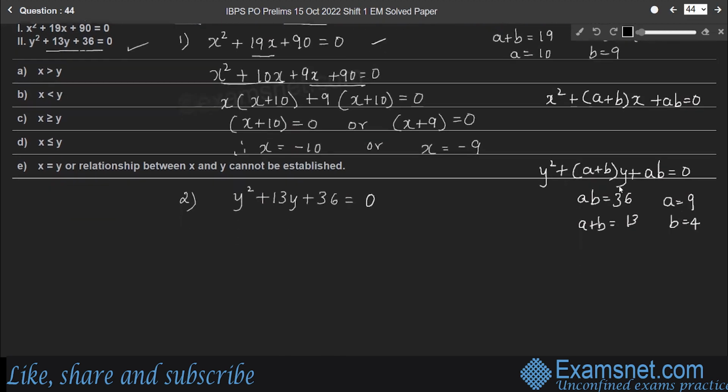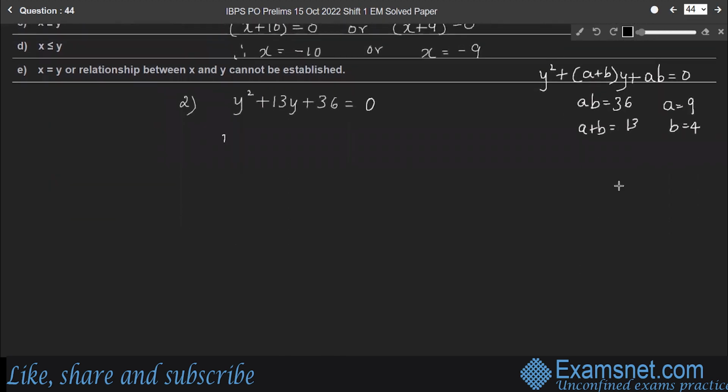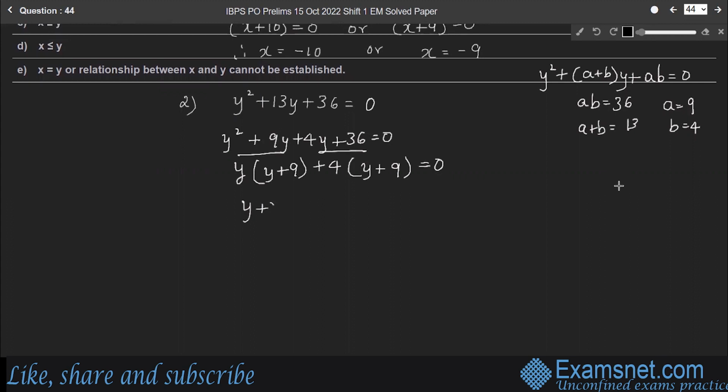Now find the value of y. Now y square plus 13y can be written as plus 9y plus 4y plus 36 is equal to 0. So here y is common in the first two terms, y plus 9; plus 4 is common in the last two terms, into y plus 9 is equal to 0. Therefore, y plus 9 is equal to 0 or y plus 4 is equal to 0. We have two values for y: y is equal to minus 9 or y is equal to minus 4. Now compare the values of x and y.